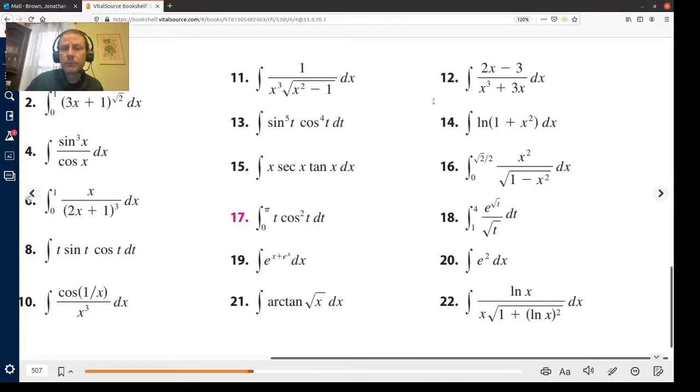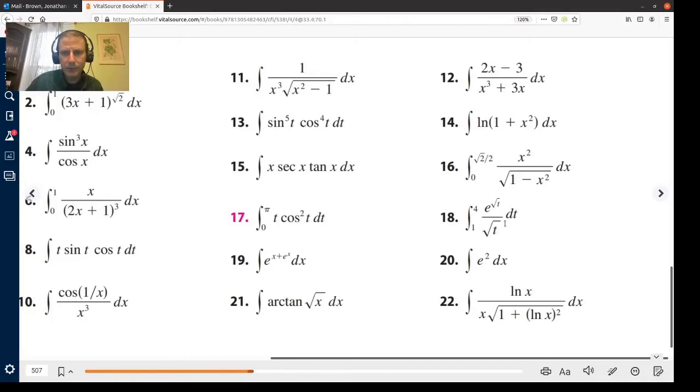So for number 14 here, for the integral of natural log of 1 plus x squared dx, honestly, when I first saw this, I wasn't quite sure what to do. You could try substitution where u equals 1 plus x squared. On the other hand, I have a feeling that integration by parts, since you have a natural log, if you let u be natural log of 1 plus x squared and dv just be dx, I think that'll work out really nicely.